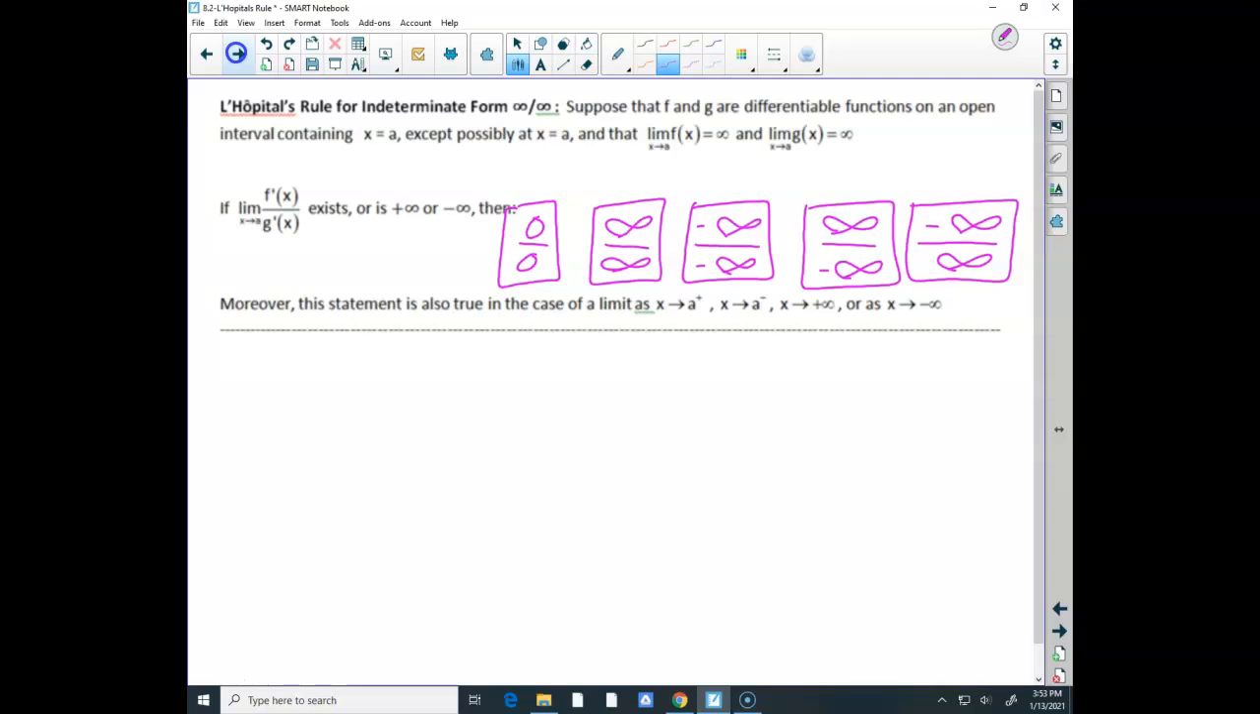And again, this just means it works for one-sided limits. It works as x goes to infinity. It doesn't matter.